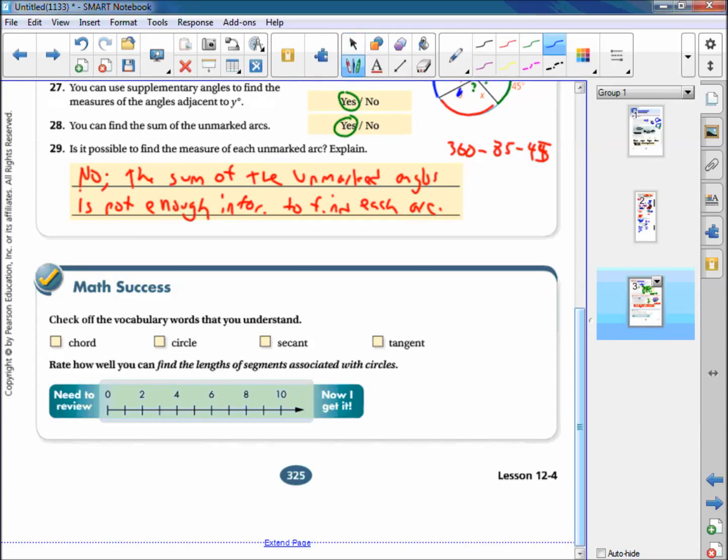So we've been working with chords for a while, circles for many years. Secant and tangent are still appearing again. And then how well can you find the lengths of segments associated with circles? Hopefully you're in here, but if not, we'll practice some next time and start getting ready for our test that is coming very shortly. See you in class.